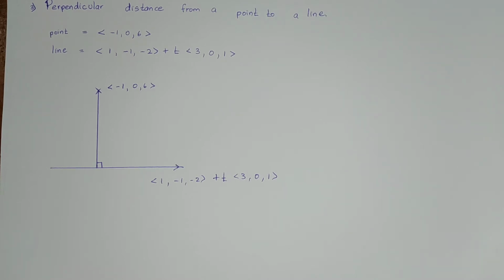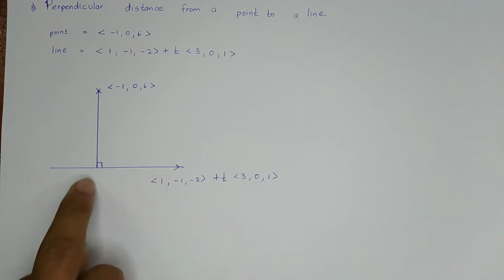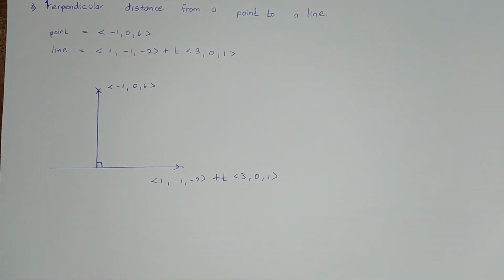If we take the dot product between any two vectors with an angle of 90 degrees between them, it's going to be 0. So I'm going to use that theory over here. The dot product of those two vectors should be 0.